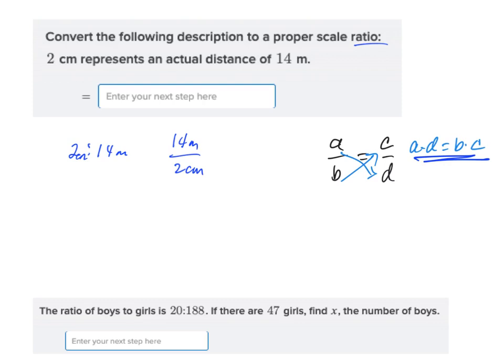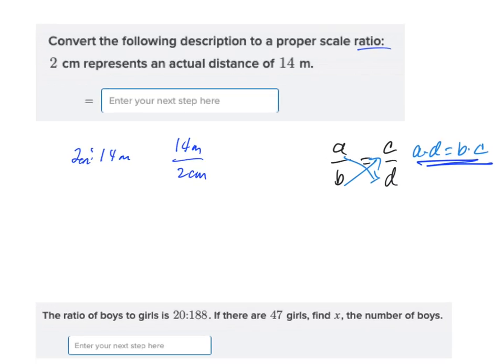Okay, so if I'm writing it out as a ratio like this, in a fraction ratio, then what I'm looking at is I'm going to ask, well, what is 1 centimeter?